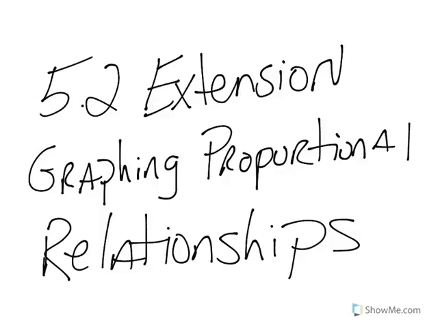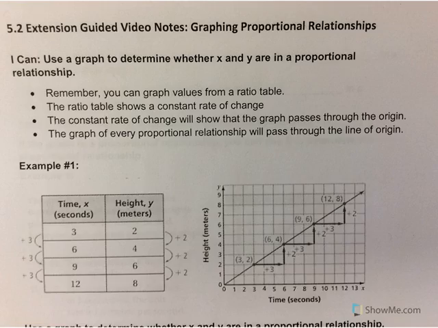These are the notes for the 5.2 extension lesson, graphing proportional relationships. So we've talked about proportions in lesson 5.2. Now we have them as graphs. We've seen them in tables like this. We can take those tables, write them as ordered pairs, and then graph them on a coordinate plane with a y and an x axis.